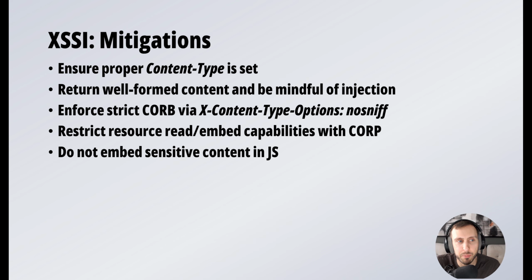So looking at the sum total of mitigations for cross-site script inclusion, of course, the first is set a proper content type. That should always be the case. Return well-formed content and be mindful of injection possibilities into that content. Enforce strict CORB via X-Content-Type-Options: nosniff. Restrict resource read/embed capabilities to the extent possible with CORP. And finally, this has always been the case, it's never a good idea to embed sensitive content in JavaScript in the first place.